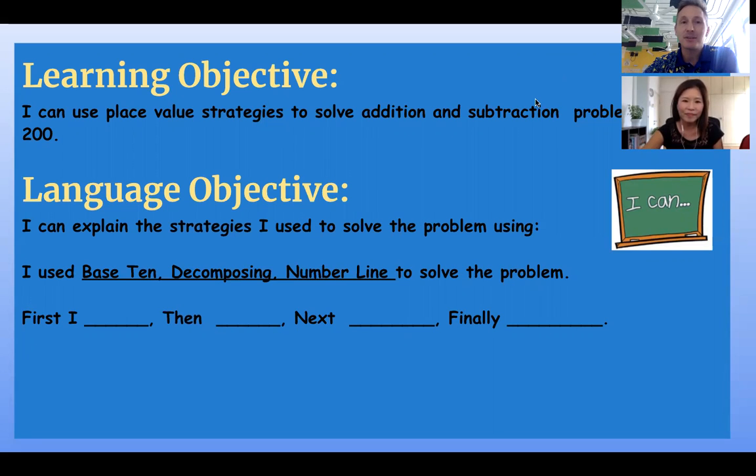And today we're going to be looking at adding and subtracting problems in mixed. So we're going to be doing a little bit of both today. So your learning objective is I can use place value strategies to solve addition and subtraction problems within 200. Your language objective is I can explain the strategies I use to solve the problem using your base 10 blocks, decomposing or number line to solve the problem, and explaining using your microphone. First, I, then, next, and finally.